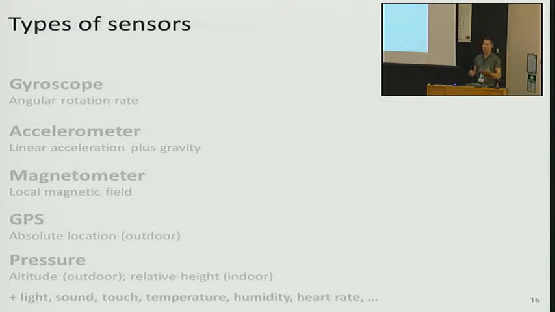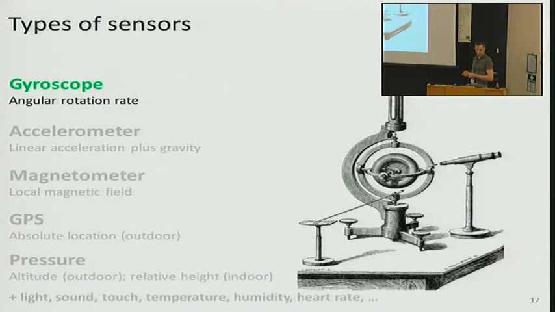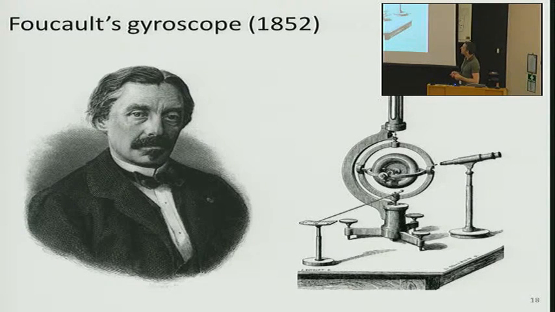So what are some of the types of sensors that we're going to look at? Here is a list of the 5 main types: a gyroscope, accelerometer, magnetometer, GPS, and a pressure sensor. And then there's a lot of other things you can do with temperature and light and sound and things like that. The gyroscope actually started, this is the first gyroscope from 1852, and it was developed by this guy, Foucault, who's perhaps more famous for his pendulum.